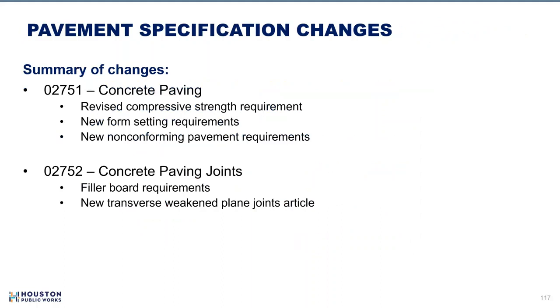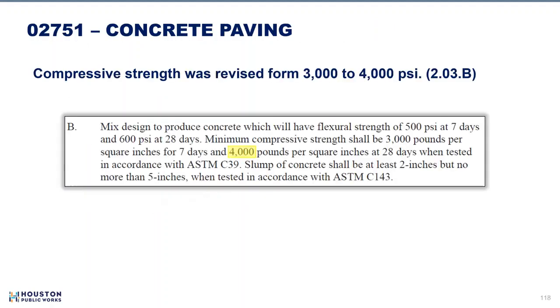So again, out of all the specifications up for review, we only received comments on 2, which were 2751 concrete paving and 2752 concrete paving joints. So just a summary of the changes that took place. For 2751, the compressive strength requirement was revised, new form setting requirements were added, and new non-conforming pavement requirements were added. For concrete paving joints, spec 2752, filler board type was revised, and a new article on transverse weakened plane joints was added. So in the next few slides, I will discuss those changes.